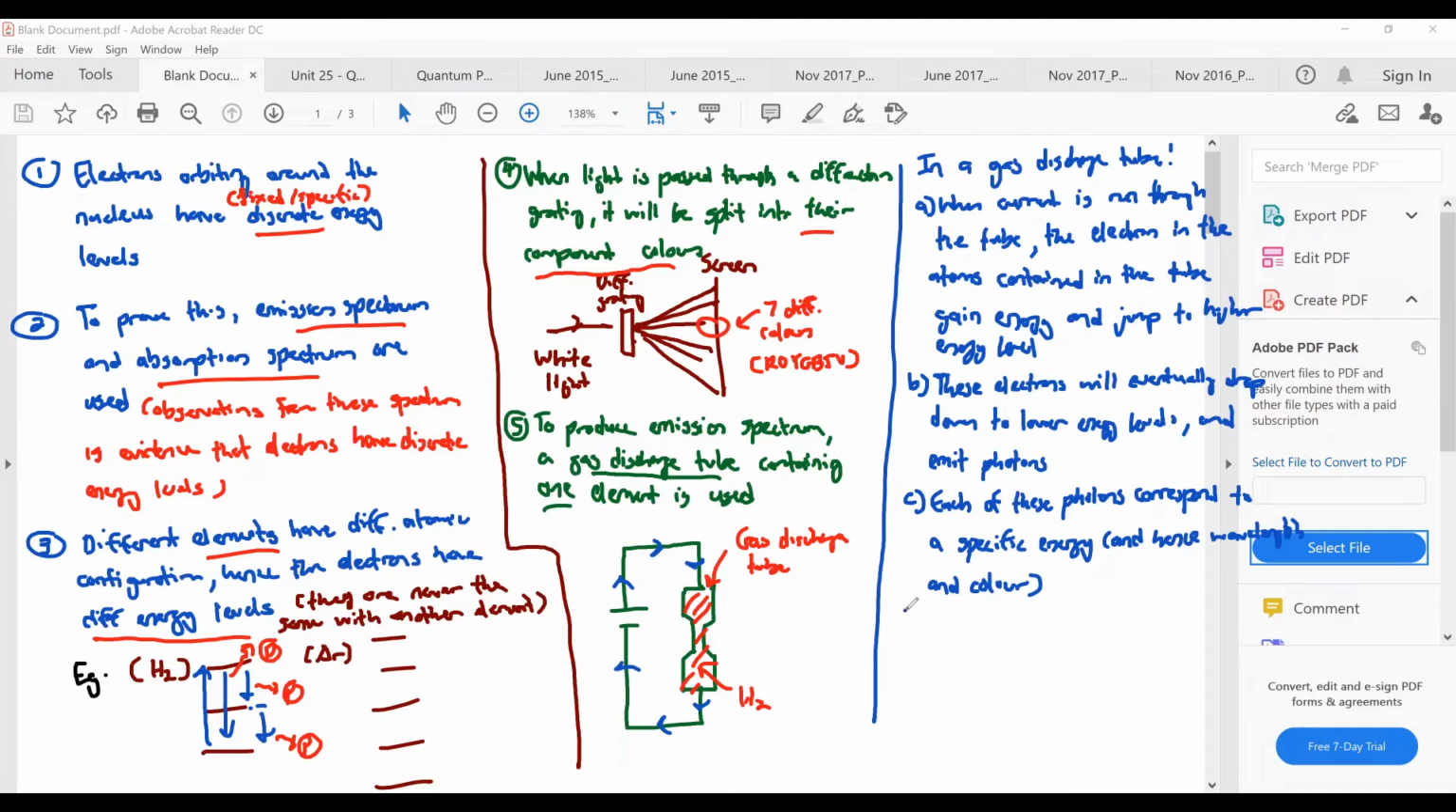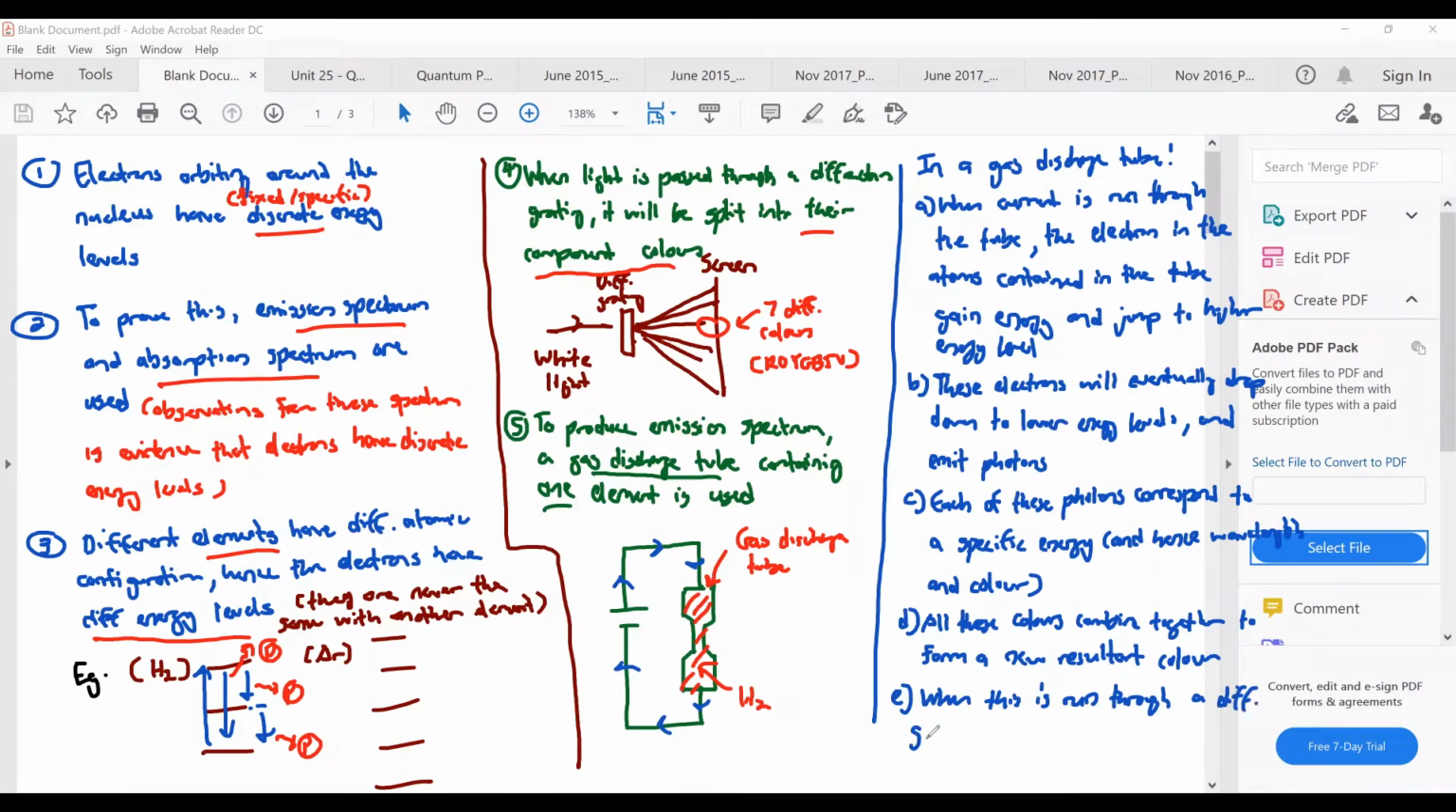So what will then happen is that all these photons, all these different colors, combine together to form a new resultant color. Okay, then after that, when this is run through a diffraction grating, the color is split into its component colors again. Okay, so this part should be okay.